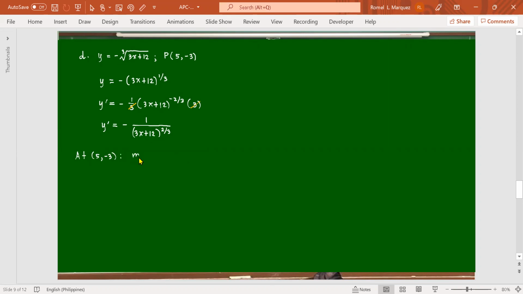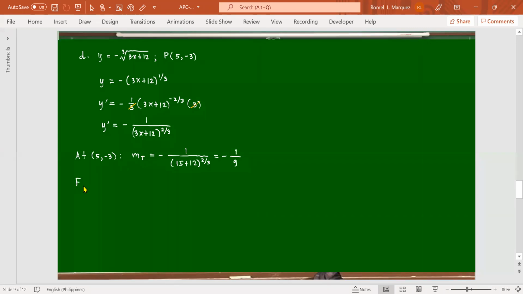At the point 5, -3, what's the slope of the tangent? That is the value of y prime, no? At this point, negative. At the denominator, 15 plus 12 raised to 2/3. Numerator is 1. Okay? 15 plus 12, 27. Cube root, 3 raised to 2, 9. Therefore, we have 1 over -9. Okay? So, or -1 over 9. Get it, children? Guys?